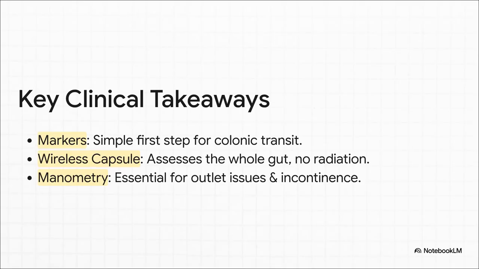Okay, so let's wrap this up with the key takeaways. Think of it like this. For a simple question about colonic transit, start with the radiopaque markers. It's an easy first step. If the story is more complicated and you think the upper GI tract might be involved, that's when you should consider the wireless capsule. And finally, if you suspect a problem with the exit, an outlet issue, then anorectal manometry is your essential must-do test.